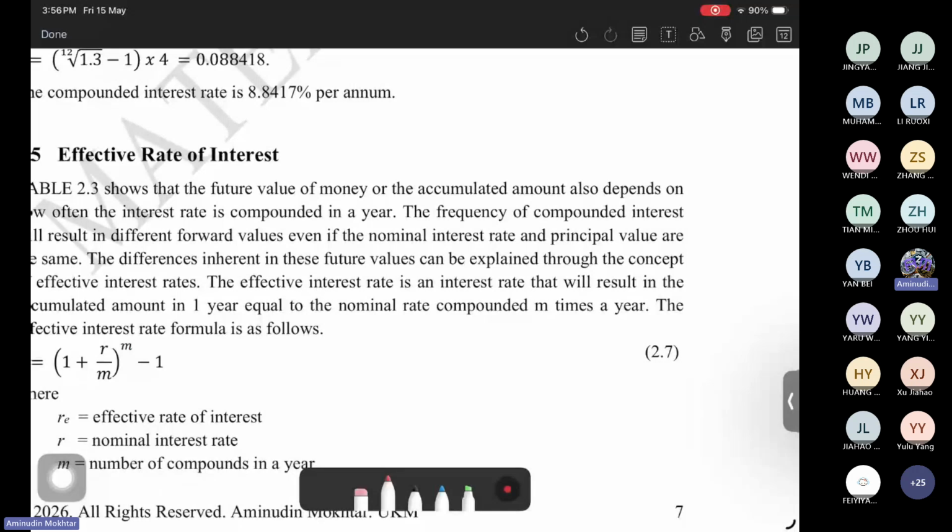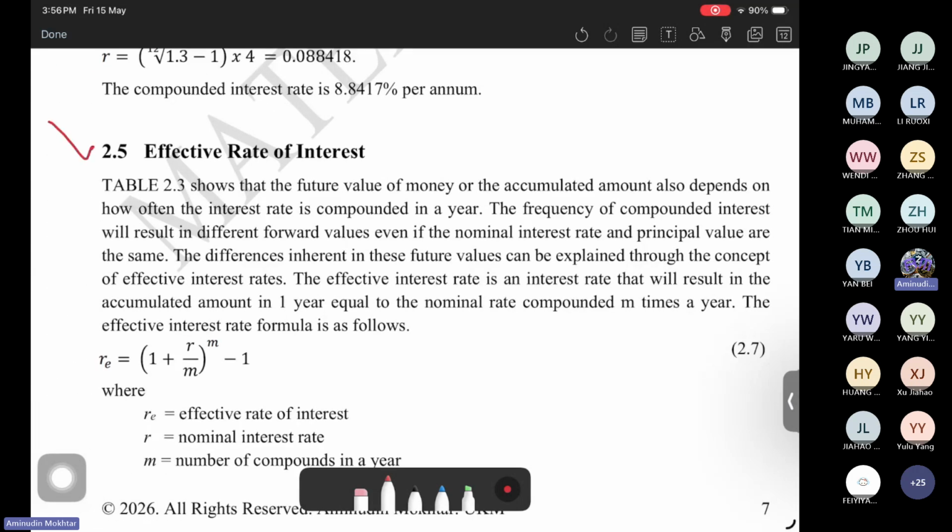Okay, now the next one is about the effective rate of interest. Before I continue to this part, I think I want to take a break for 10 minutes, and then after the break, we will continue on this topic, section 2.5. Or any question before we take a break?